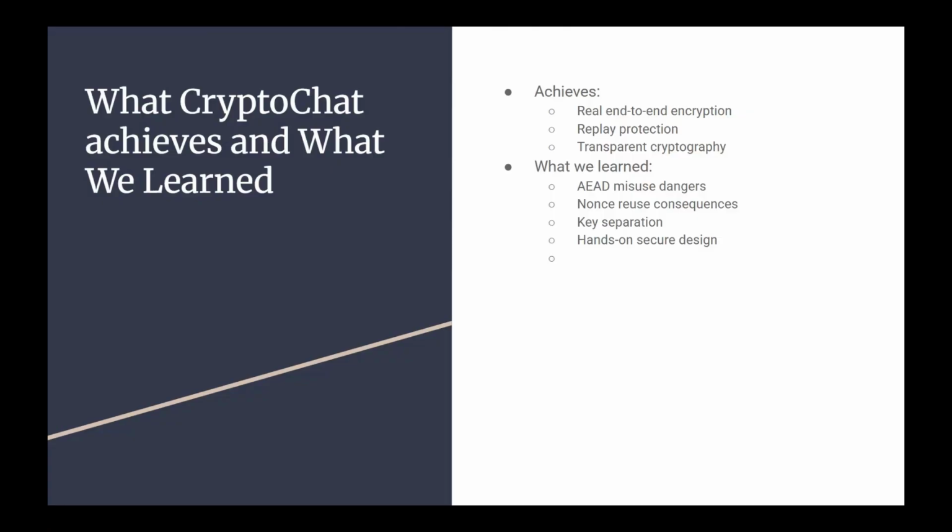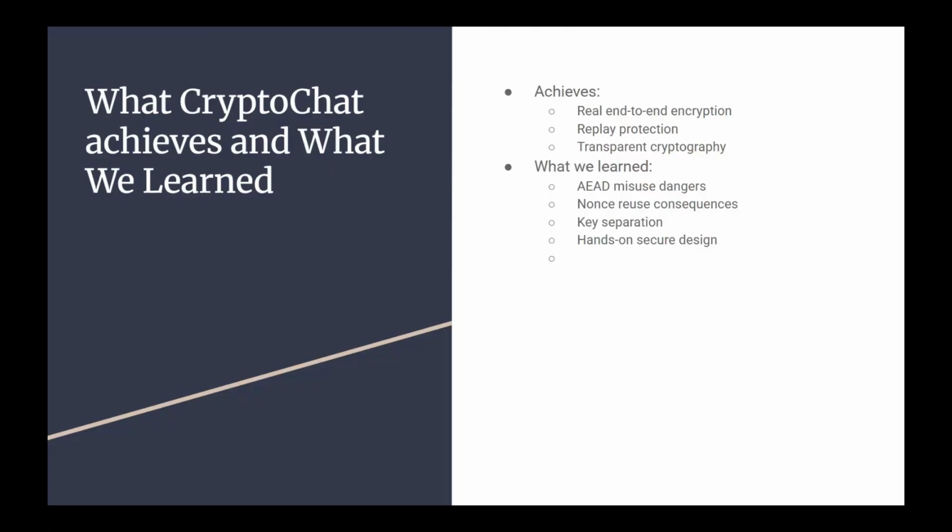Building CryptoChat taught us how sensitive cryptographic systems really are. We learned why key separation matters, why nonce reuse breaks AEAD encryption, and why even small implementation mistakes can have huge consequences. It gave us insight into design decisions behind protocols like Signal and TLS and helped us appreciate the careful engineering required to make secure systems work properly.